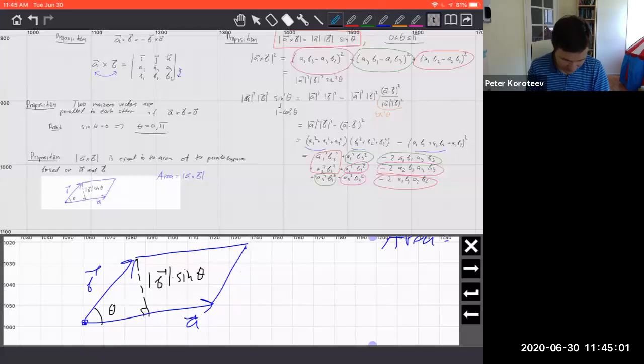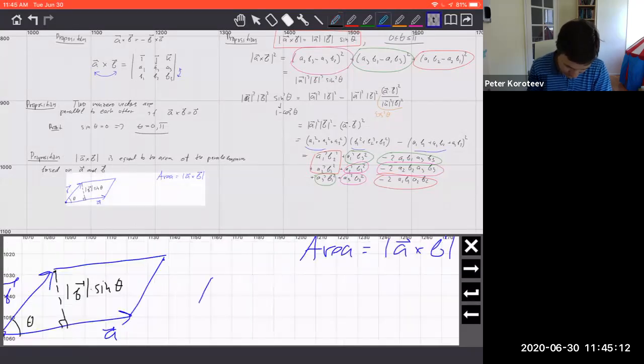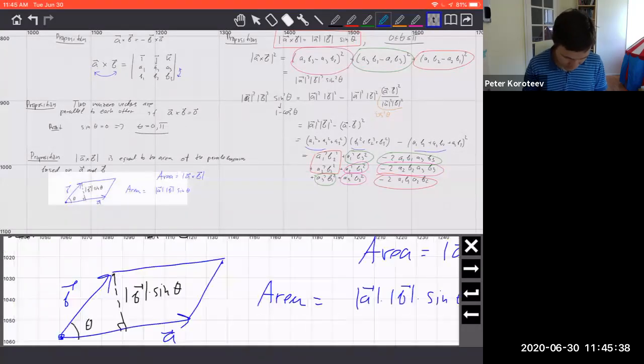By construction, theta cannot be bigger than 180 degrees, otherwise you're not going to get a parallelogram. And then the area of this parallelogram is just the product: absolute value of A times absolute value of B times sine theta. So that's the geometric meaning of the cross product.